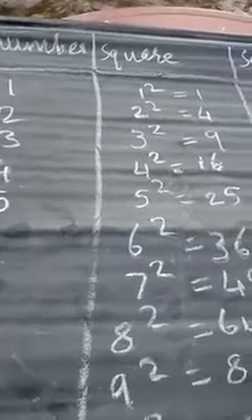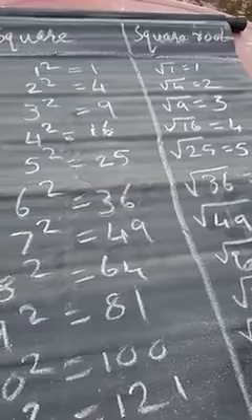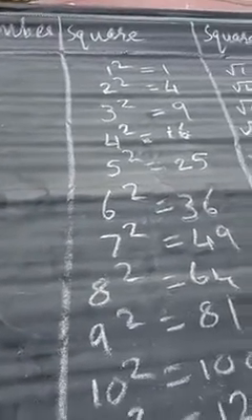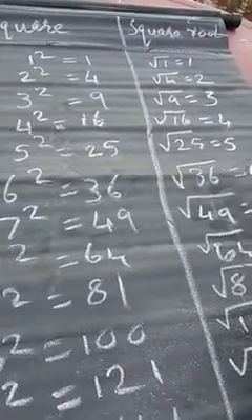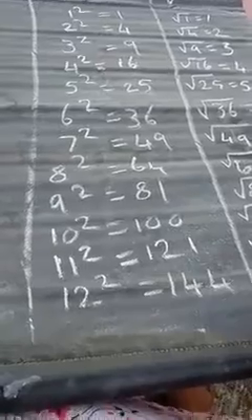5. What is the square of 5? 5 into 5. 5 square, 25. And square root of 25 is 5. Same way 6. 6 square is 36. Root 36, square root of 36 is 6. Same way 7, 8, 9, 10, etc.